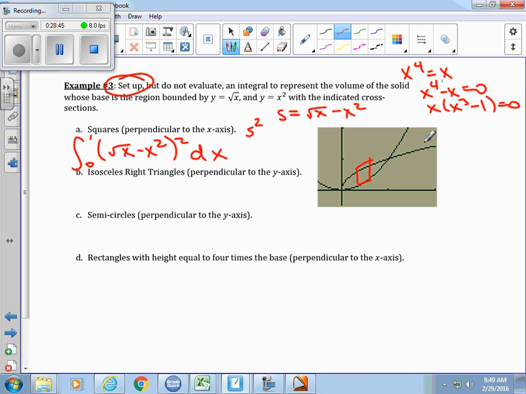And you do get 0 and 1. Okay. Next one is different than we have seen so far, and it asks me to make the cut perpendicular to the y-axis. So instead of an up and down, this isosceles right triangle is going this way.